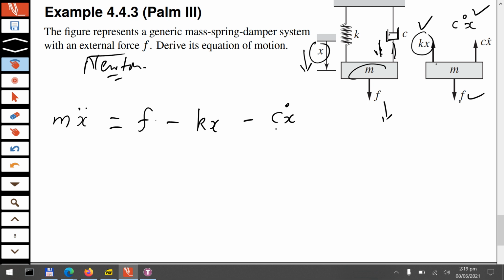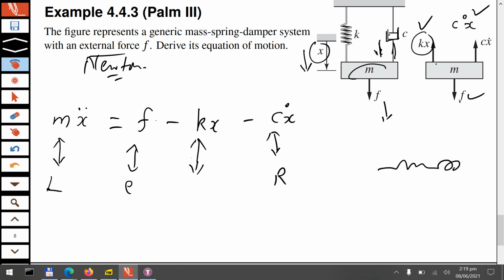Now if you look at this and compare it with the electrical system, this can be seen as analogous to inductance. This can be analogous to voltage. This C can be analogous to resistance, and this K, if you look carefully, is analogous... अगर आपने वो equation देख लिया कैपेसिटर RLC सर्किट का, RLC, तो वहां पे पता चलेगा कि this K is analogous not to C but to 1 over C.